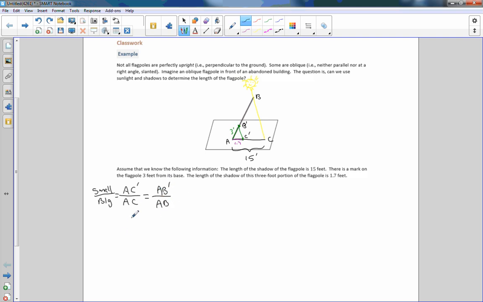Okay, now I'm going to substitute in my givens. AC prime is 1.7. AC is 15. I'm going to set that equal to AB prime, which is 3, and what we're trying to solve for is the flagpole AB, and that is X. So in order to solve a proportion, we cross multiply.